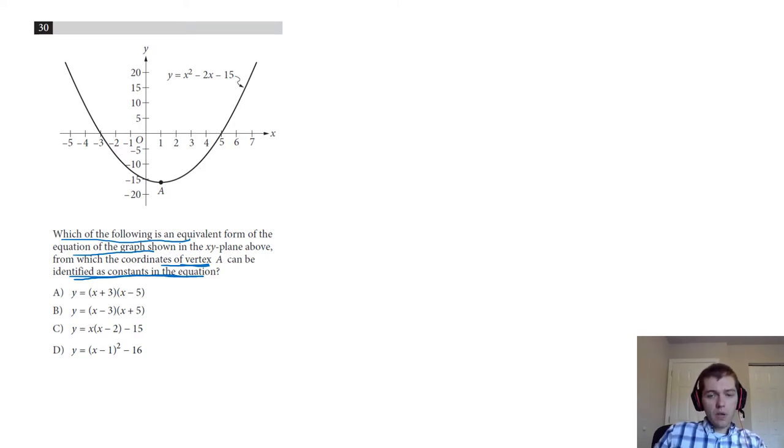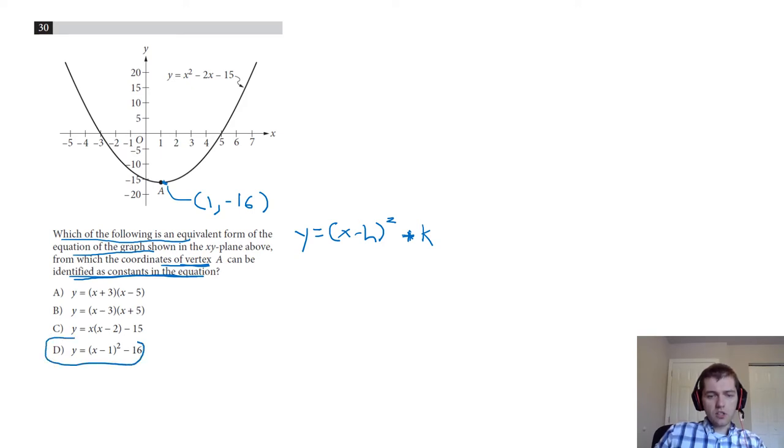So you may recall that vertex form is y is equal to x minus h, where h is the x-coordinate of the vertex, squared, plus k, where k is the y-coordinate of the vertex. At that point, you say, what is the vertex? They're asking about vertex A. It looks to be about x equals 1 and a little below 15, so negative 16. At that point, you can plug right into your vertex form and see that, okay, that takes the form of D, and D is your solution.